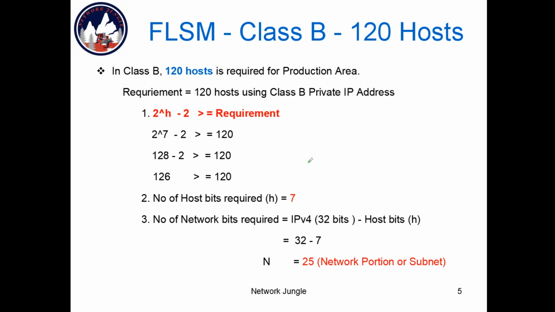For example, if we choose h equal to 7, 2 power 7 is 128, and 128 minus 2 is 126. So we can choose h equal to 7. So how do we calculate the subnet? 32 minus 7, we get the value /25. So /25 is the subnet value.